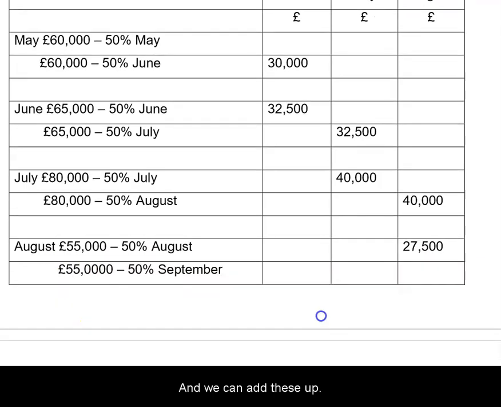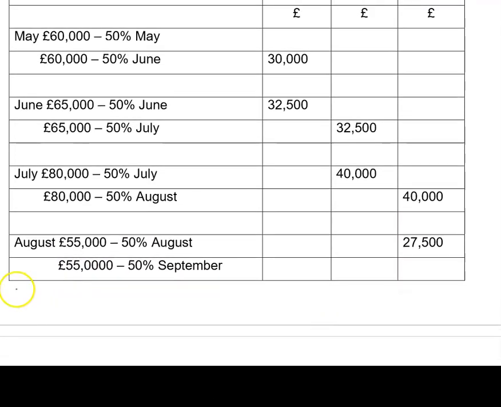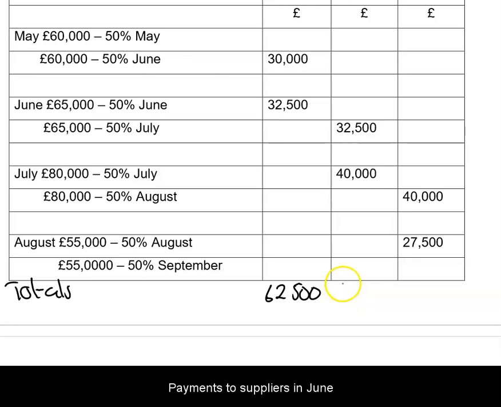And we can add those up. We can do some totals. And if we add them up, we've got 62,500 payments out, cash moving out of the business in June, 72,500 in July, 67,500 in August.